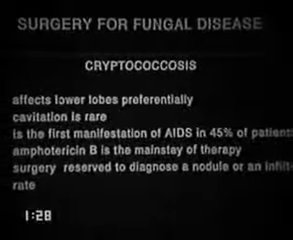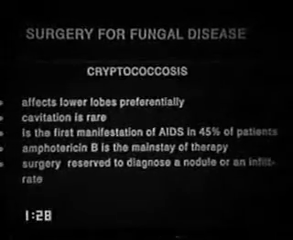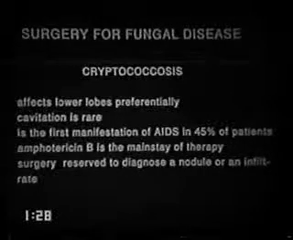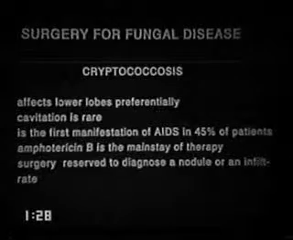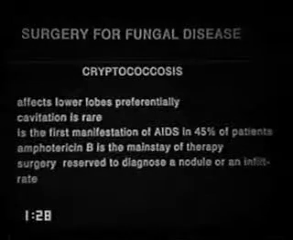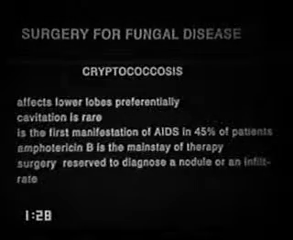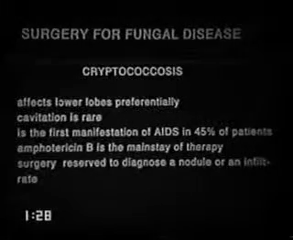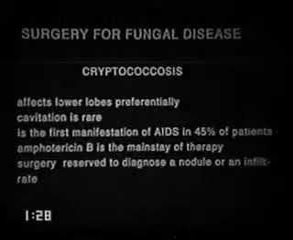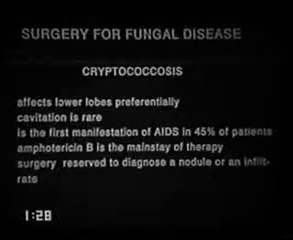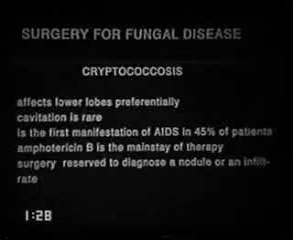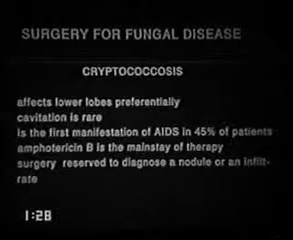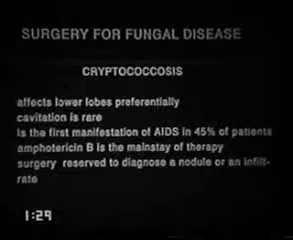And the second to last opportunistic organism that we're going to discuss is Cryptococcus, which, unlike the others that I've mentioned, affects the lower lobes preferentially. And that should be the key to making that diagnosis. Cavitation is rare in cryptococcal disease. It's the first manifestation of AIDS in 45% of patients with cryptococcal disease. Amphotericin B is the mainstay of therapy, with surgery reserved to diagnose a pulmonary nodule or an infiltrate.